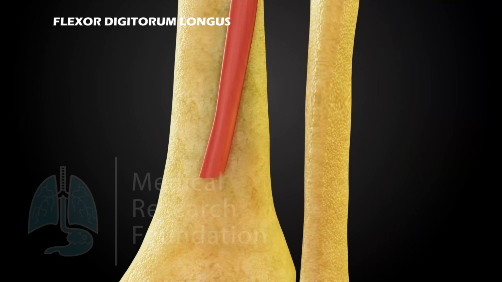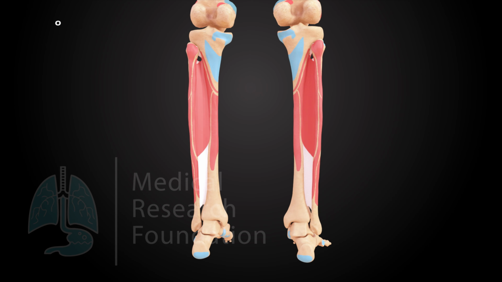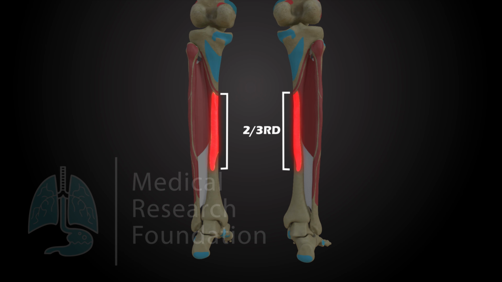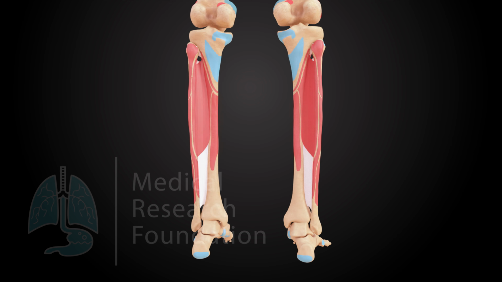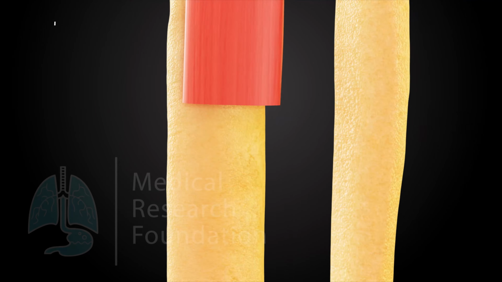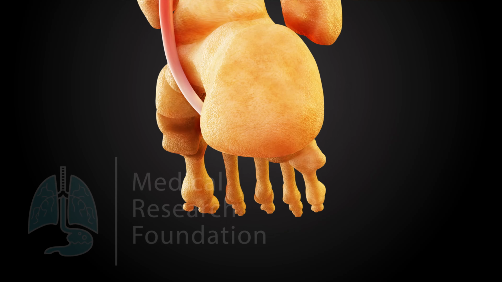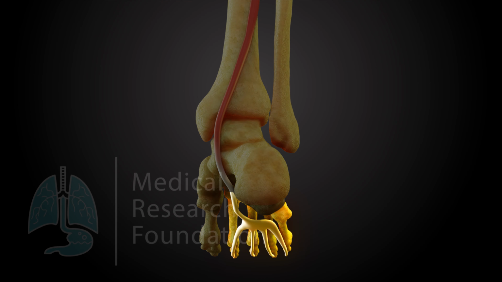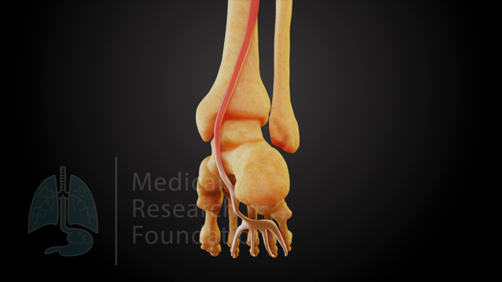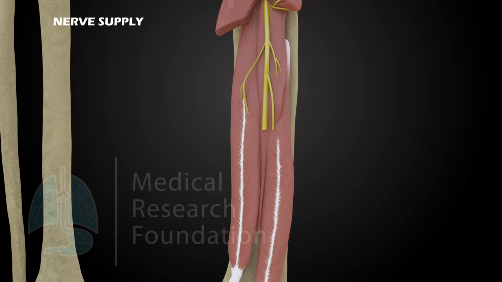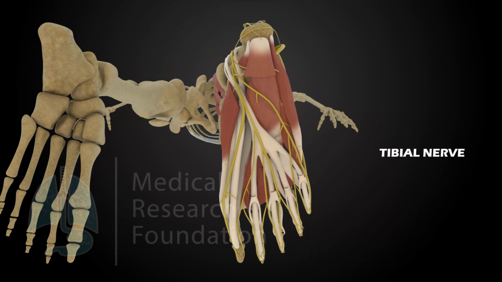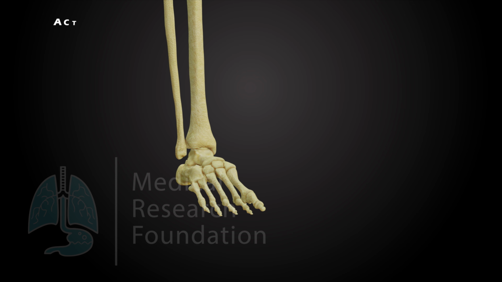Flexor digitorum longus. Origin. Upper 2/3 of the medial part of the posterior surface of the tibia below the soleal line. Insertion. Muscle inserts into bases of distal phalanges of lateral 4 toes. Nerve supply by tibial nerve. Action. It plantar flexes lateral 4 toes.